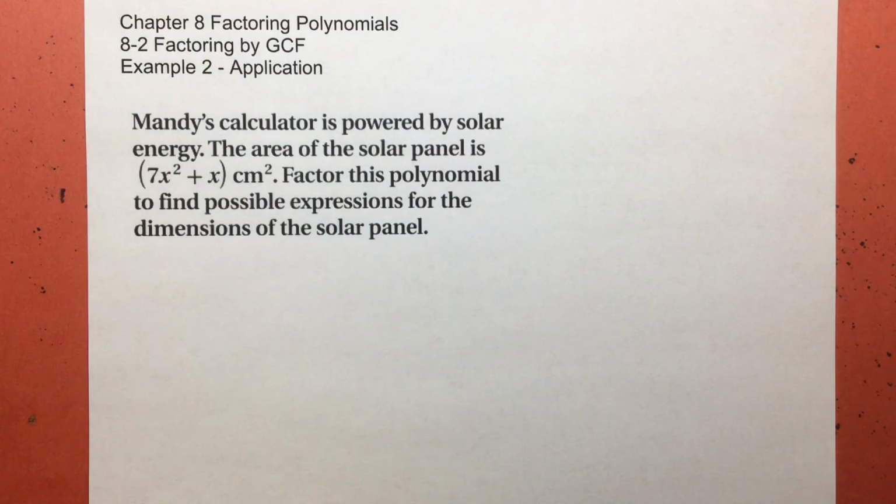So it says Mandy's calculator is powered by solar energy, and the area of the solar panel comes out as an algebraic expression, 7x squared plus x. We're going to factor this to find out what the dimensions are.